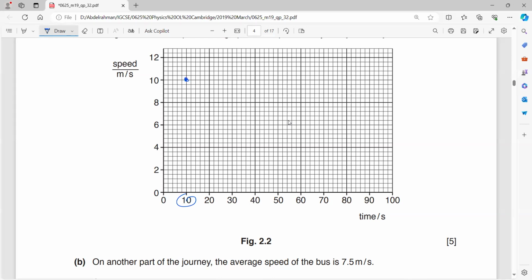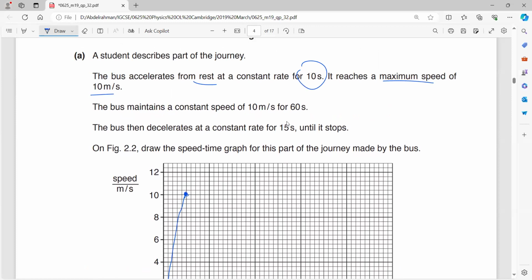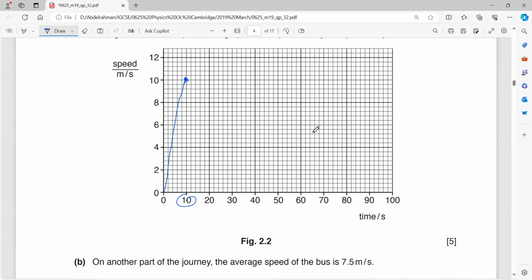So I have a point. And then what should I do? I should draw a straight line. Straight line using your ruler, definitely. Then the bus maintains a constant speed of 10 meters per second for 60 seconds.